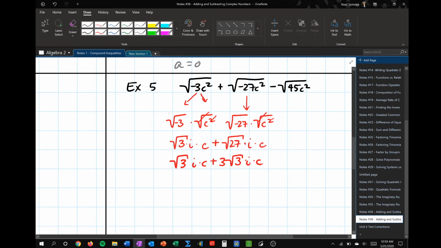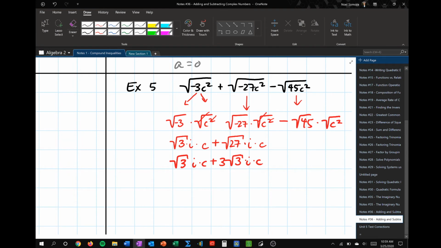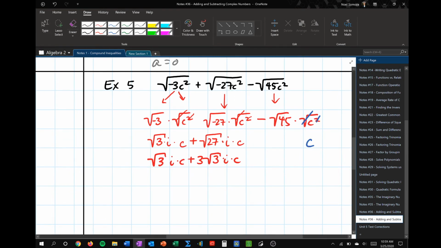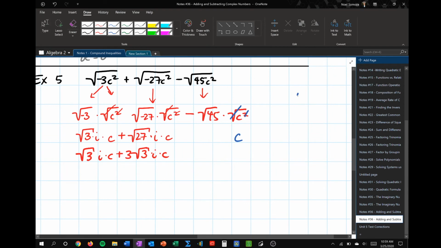And then finally, this last one, I have minus root 45 times root c squared. Okay, so the square and the square root cancel. We can drop c. And then the only thing we need to do now is clean up the 45 because 45 is not in the simplest form. So 45 will give us 9 times 5. And then 9 becomes 3 times 3. So you get 3, which will get to go outside the root, 3 root 5.